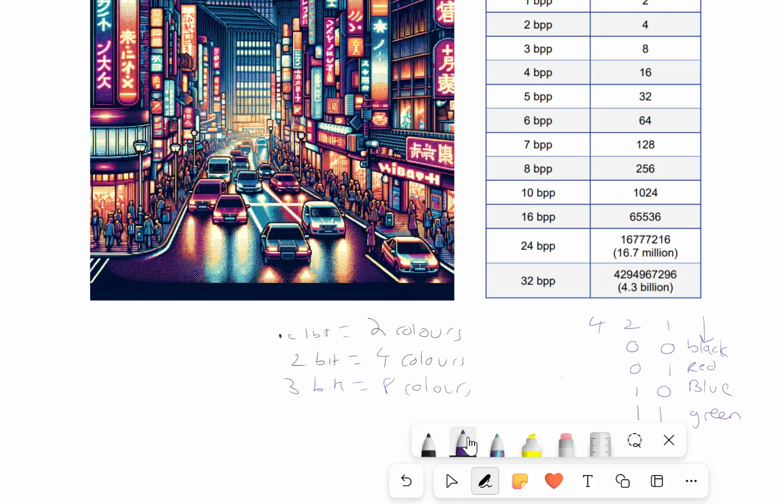The higher the bit quality, the more colors we can store. The more colors we can store, the better the quality of the image. The better the quality of the image, the higher the file size. So file size goes up and quality goes up.